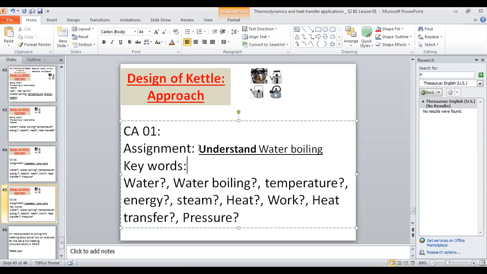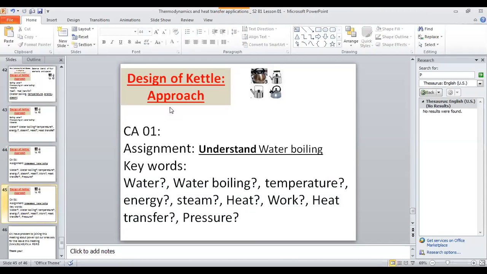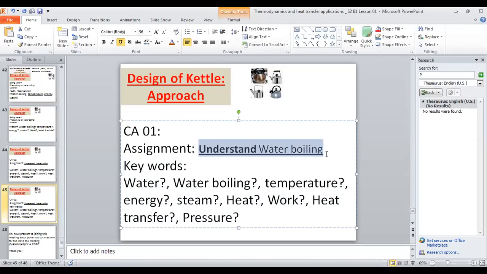Yeah. So this is the thing you have to address. Understand water boiling. That's it. Understand water boiling. So how you understand water boiling should be reflected. Yeah, that's the point. How did the keyword? Okay, sir. Right. Try your best. Look into this. Understand water boiling. So that is the point.